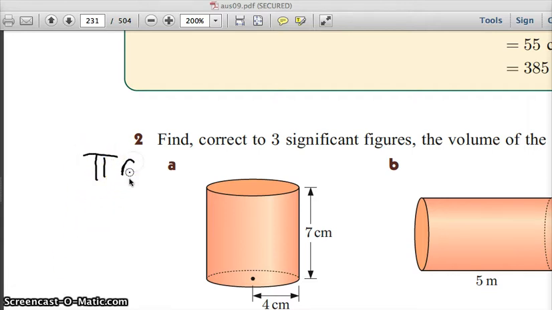Yep, what are you doing now? Pi r squared times h. Pi r squared times h, okay. Why are you doing pi r squared? Because that's the formula for the radius. The area of the cross section? Yeah. Yep, yep. Squared times h. Good.